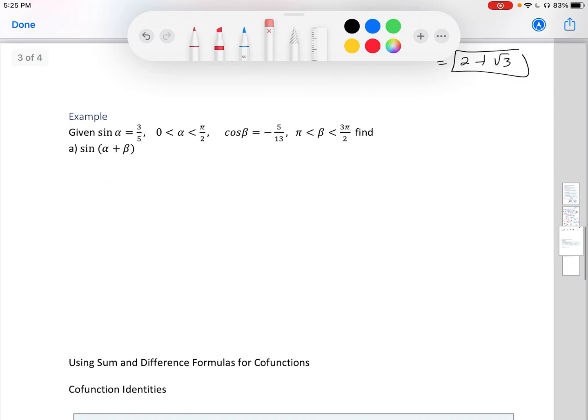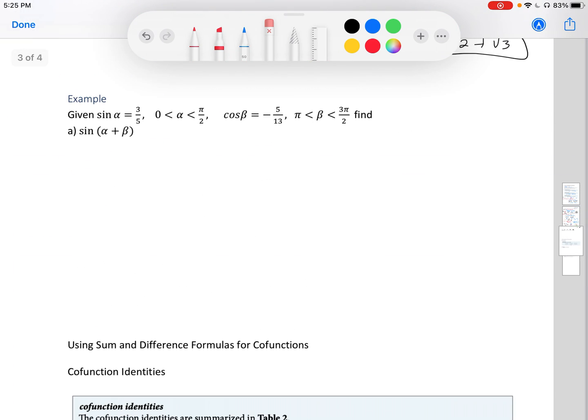All right, on to another example. Given the sine of alpha is 3 over 5, with alpha being between 0 and pi over 2, and cosine of beta is negative 5 square root of 3, with beta being between pi and 3 pi over 2, find sine of alpha plus beta.